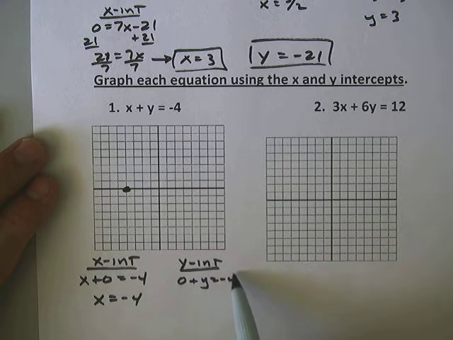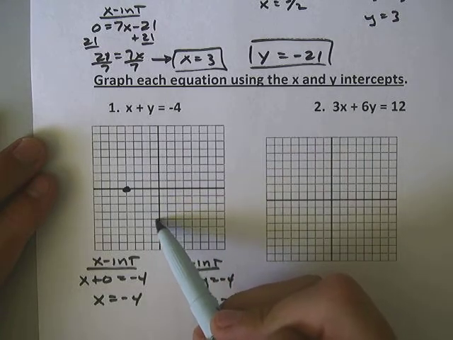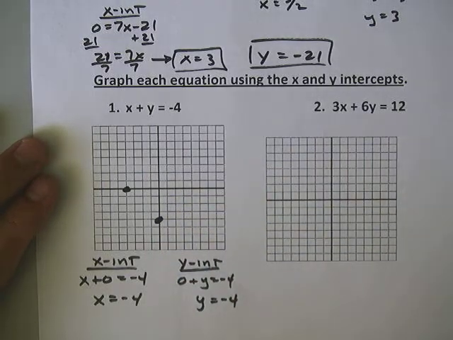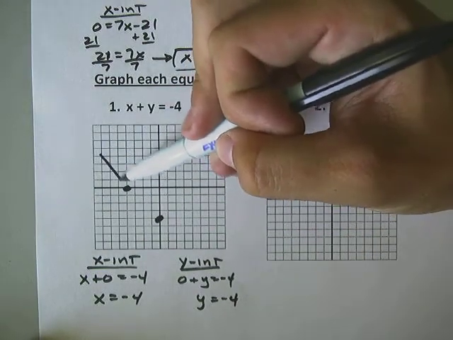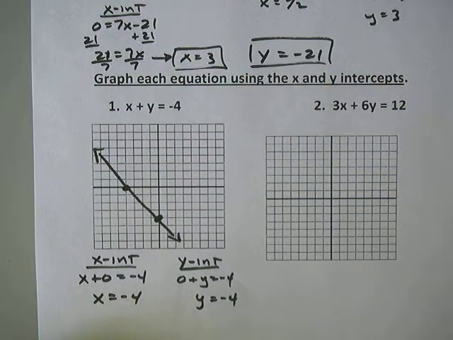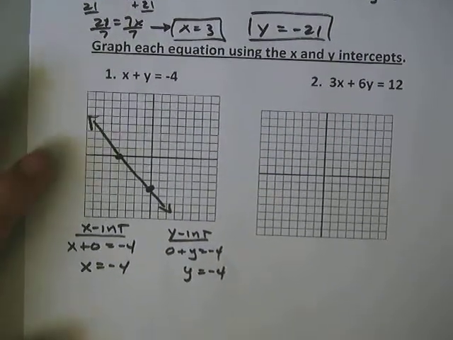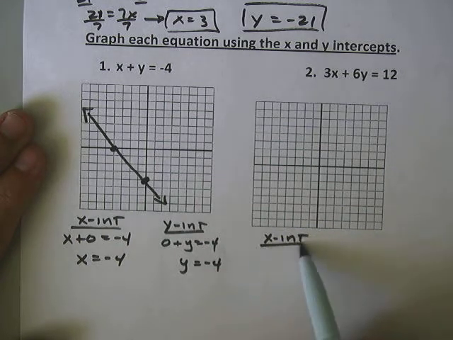And then my y-intercept, I would plug in 0 for x. So y is -4 also. So I'd go down 1, 2, 3, 4. And there you go. There's my 2 points. 2 points make up a line. So I would just draw my line. There you go. So sometimes it's easier. Sometimes people don't like to do that, but you can do it.